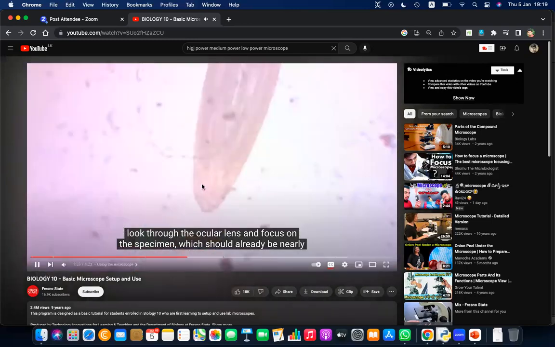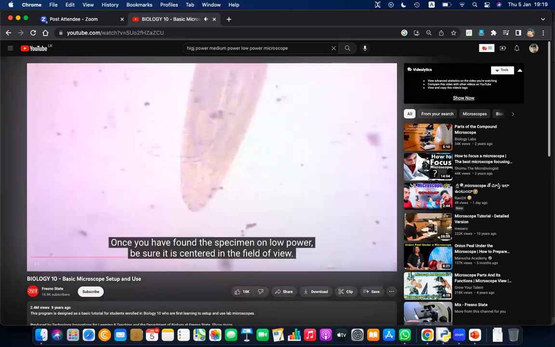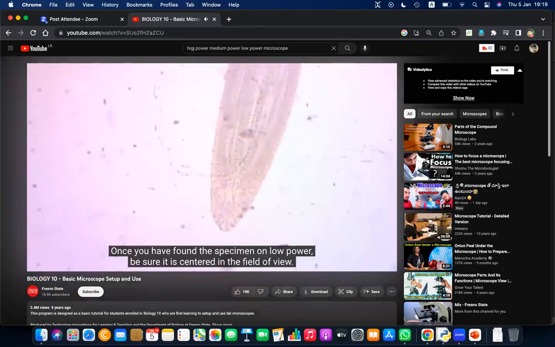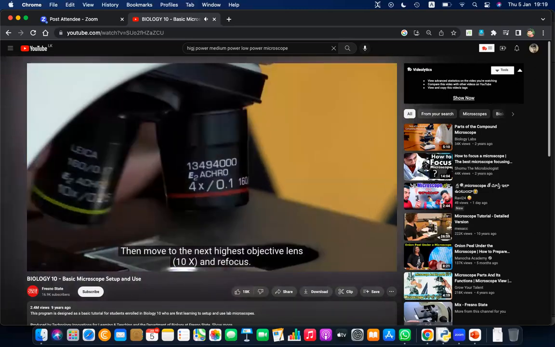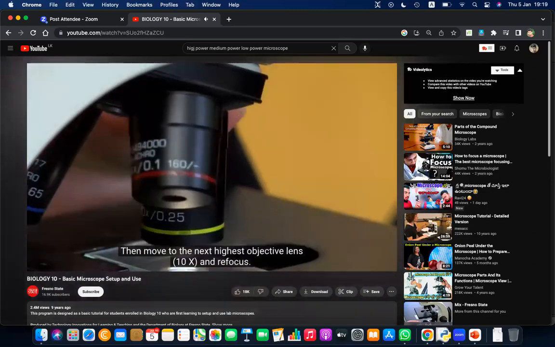Focus by moving this wheel up and down. Can you see? Once you have found the specimen on low power, be sure it is centered in the field of view. Then move to the next highest objective lens, 10x, and refocus.